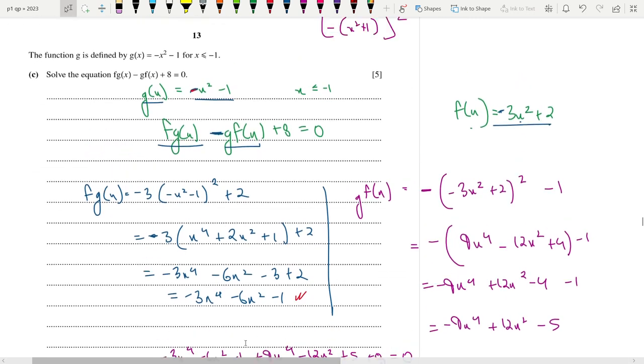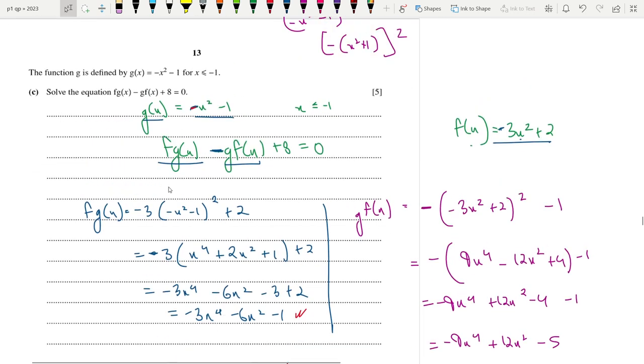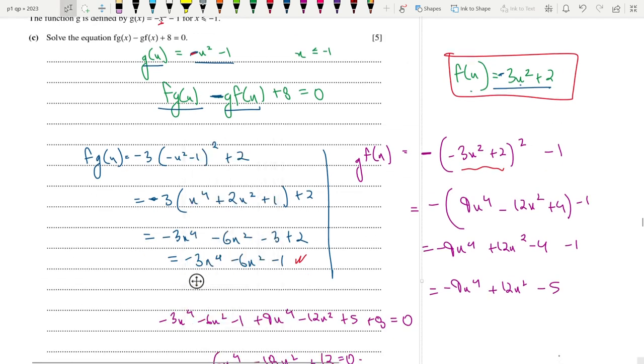And for gfx, I'm going to put in fx inside this x of g. This is fx. I just put it inside this x, so that's minus, and inside the bracket I have minus 3x squared plus 2 whole square minus 1, so that's minus 9x to the power 4 minus 12x squared plus 4 minus 1. After simplification, this is the result.